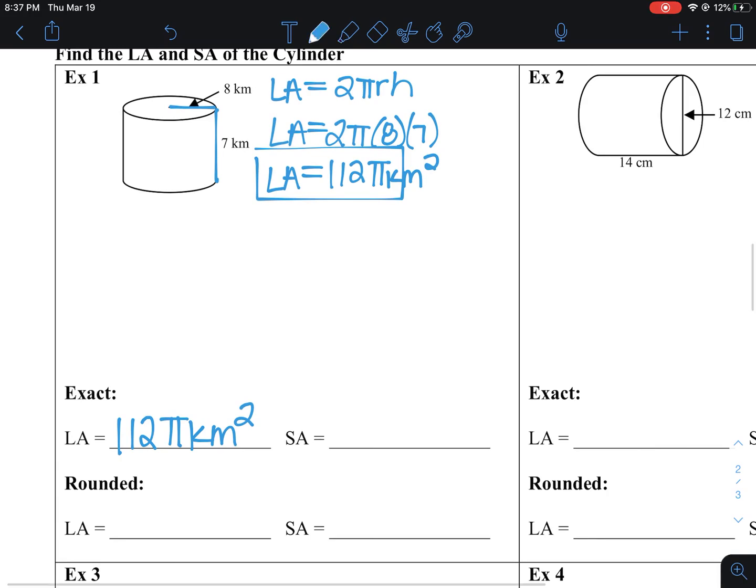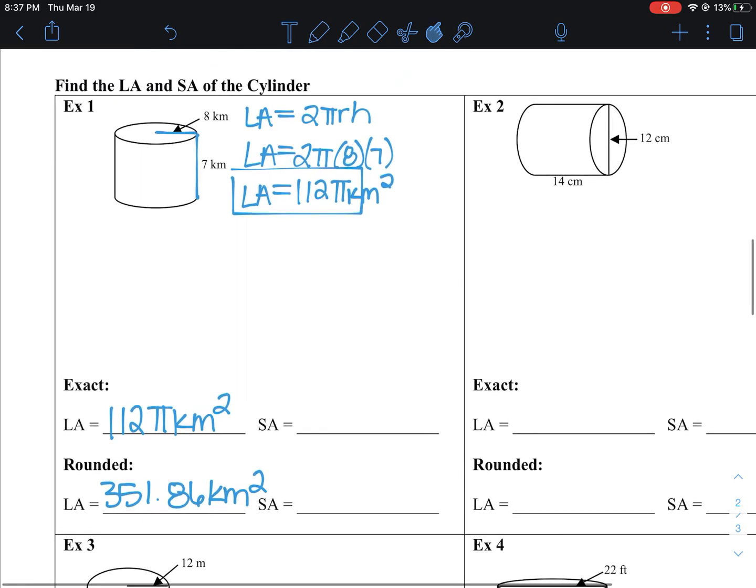So back to this. We just found the exact lateral area. While we're on lateral area, let's find the rounded one at the same time. For rounded, you would want to type 112 pi into your calculator. And that is 351.858, so that would be 351.86 kilometers squared. Okay? So that's the whole exact versus rounded thing. I would just do it like this all the time. Get your exact answer, and then you can type it in to find the rounded answer.